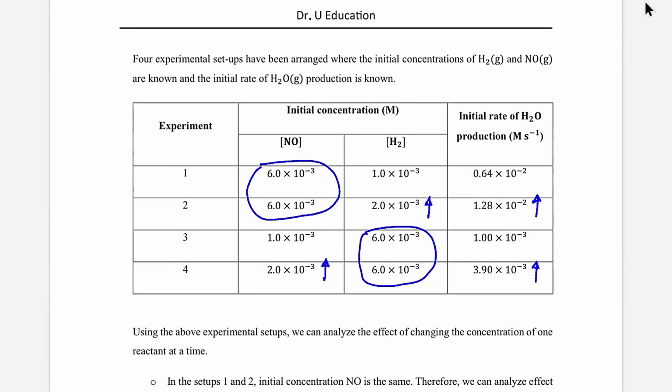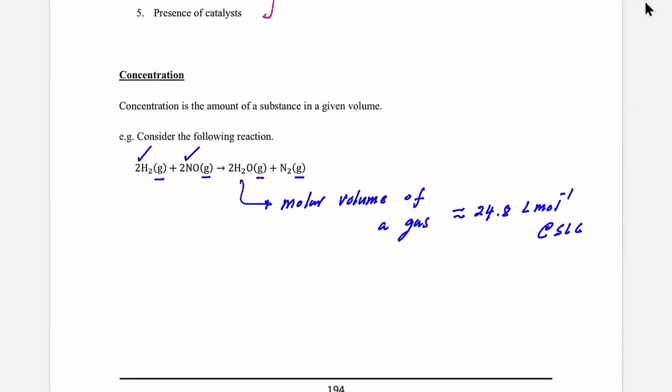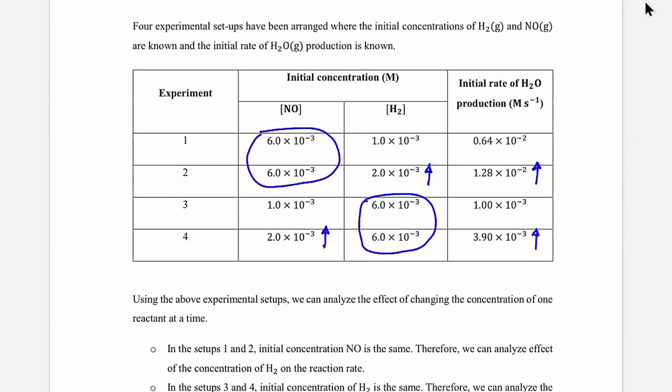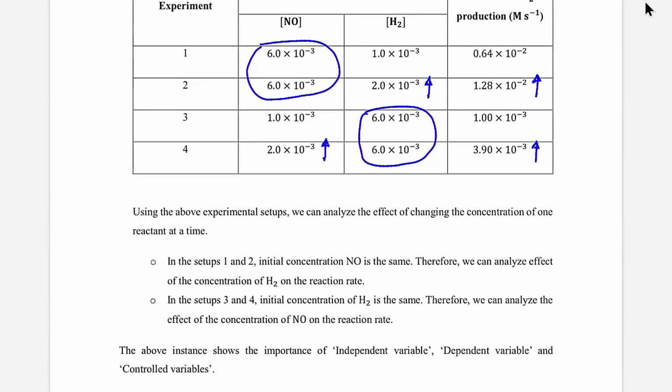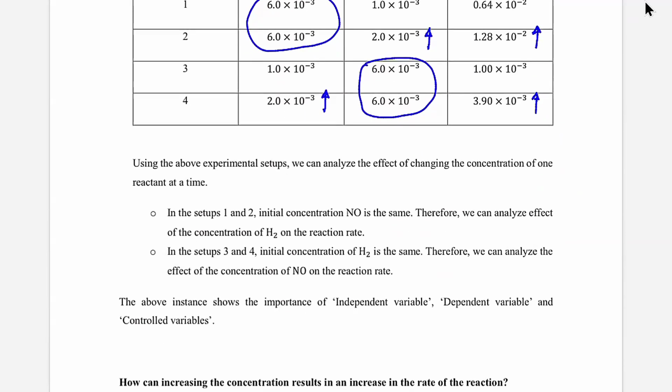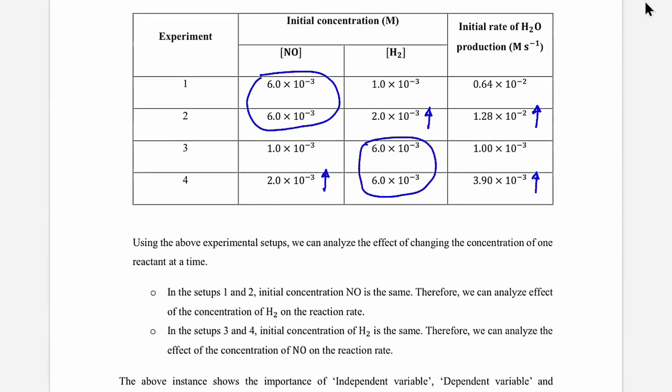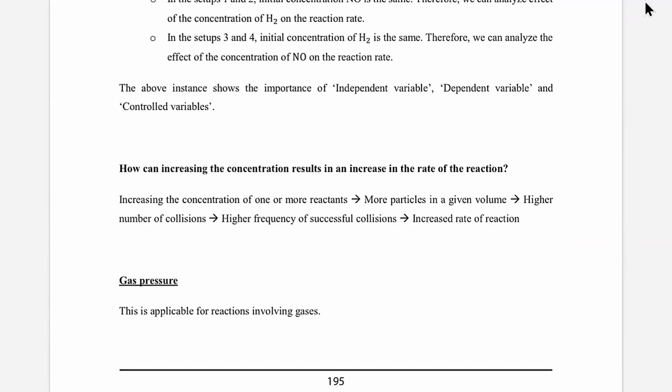So what happened when you increase this one by keeping this constant? That means the H2O production increases. That's what we see, right? So it tells you that concentration is a factor. That is what we are explaining here. Whatever I explained here, it's written here. So now you go to this part.